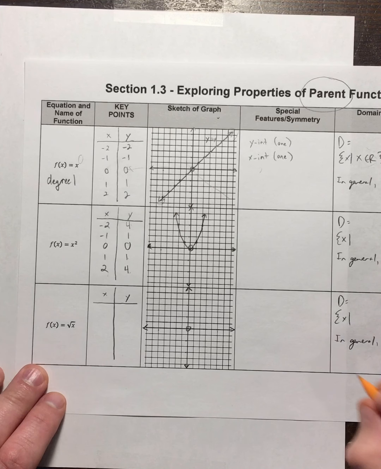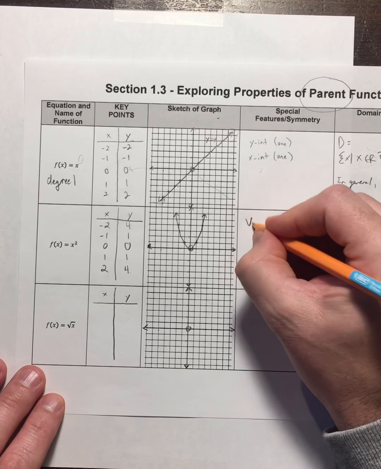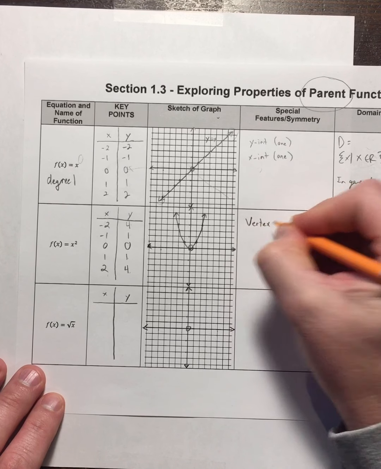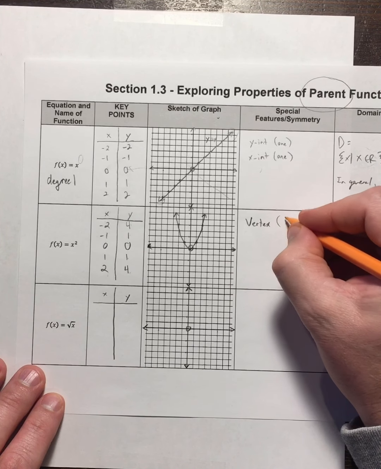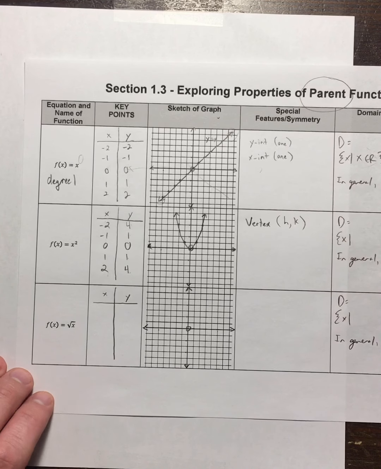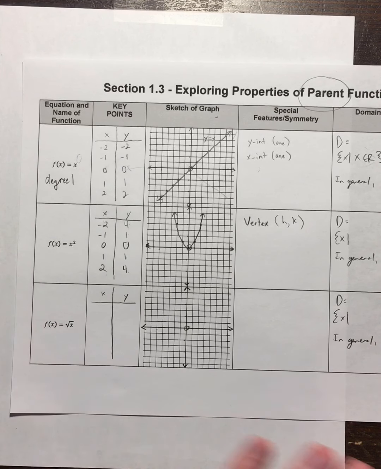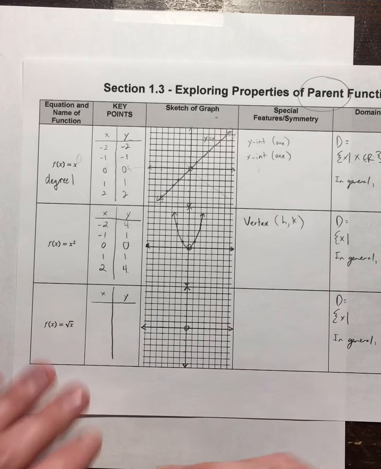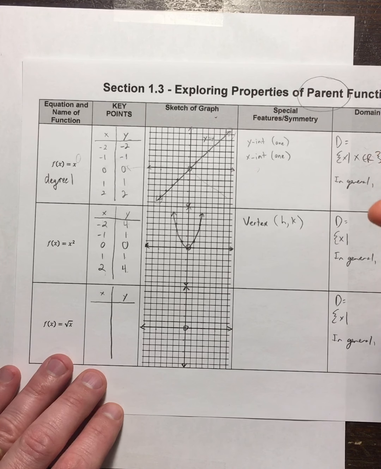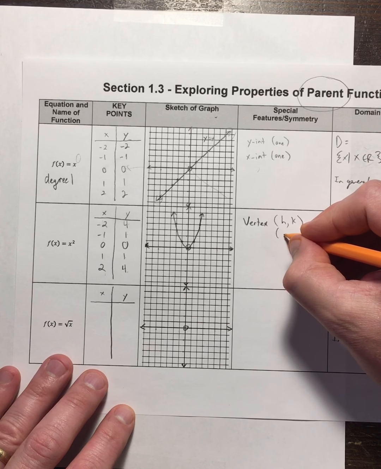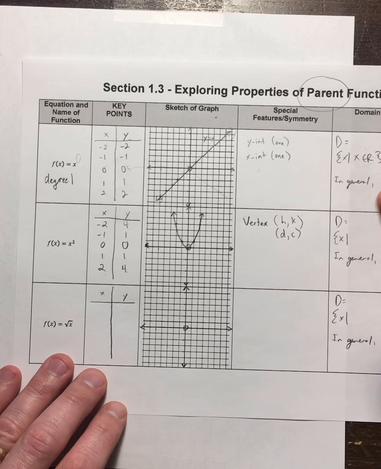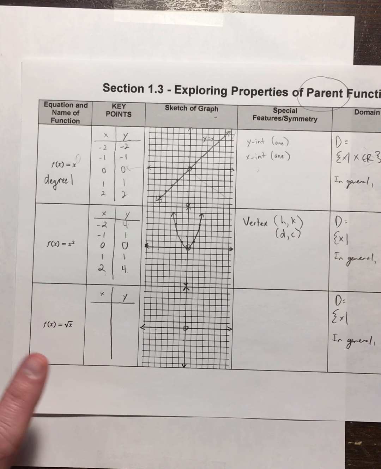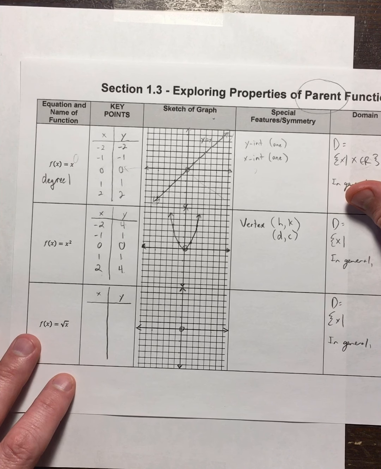There is a special feature, something called the vertex. We used to know it as (h, k), where h was a translation horizontally and k was a translation vertically. Now we're going to know it as something called (d, c), and you're like, well, why? Stay with me on that. Don't worry. We'll learn about that together in the coming lessons. So the vertex is a key point.